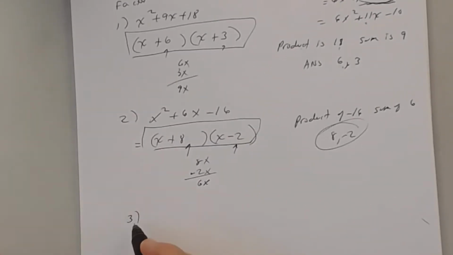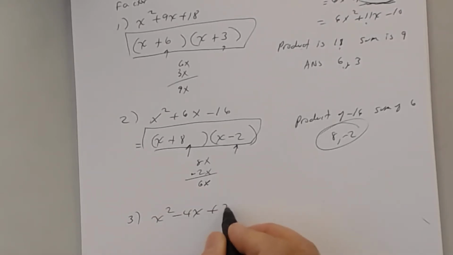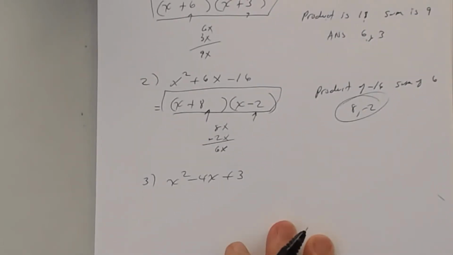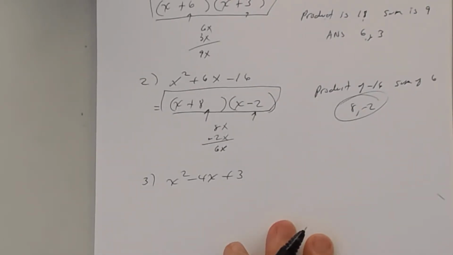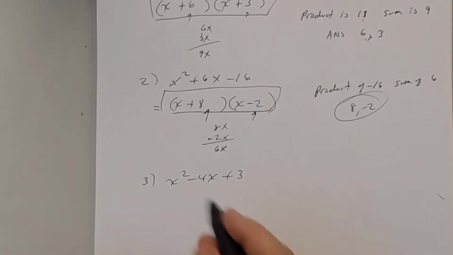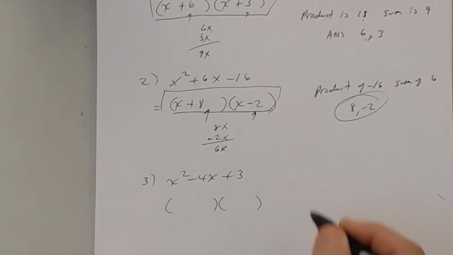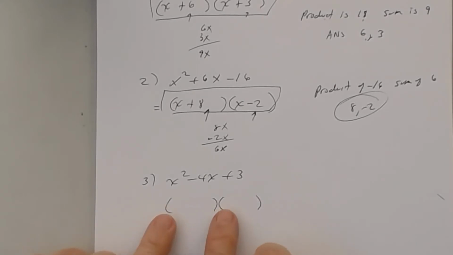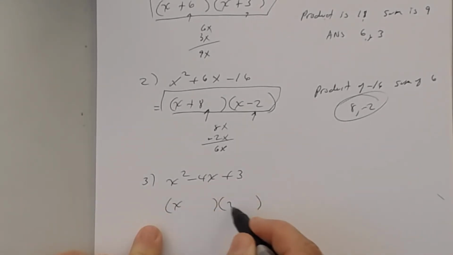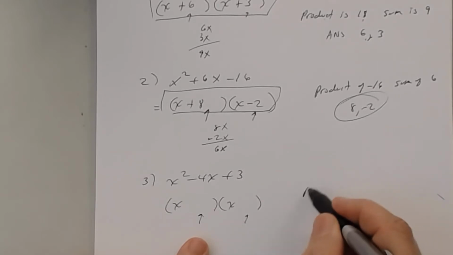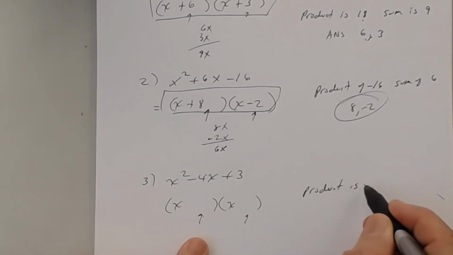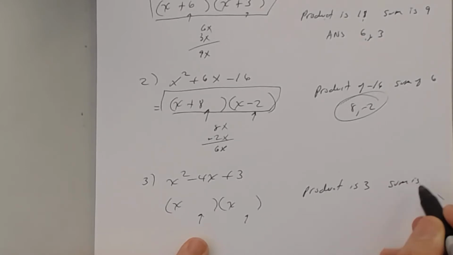Okay, number 3. What if you had this? X squared minus 4x plus 3. GCF? 1. Coefficient of x squared? 1. Easy kind. Two binomials. What's going to be the first in both of these? X. All right, now let's talk about what goes here. Give me two numbers whose product is 3 and whose sum is negative 4. What do y'all think?